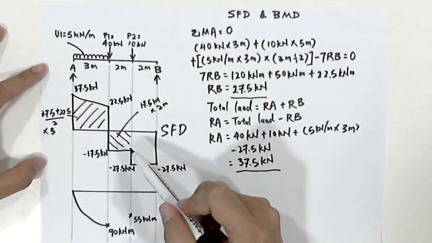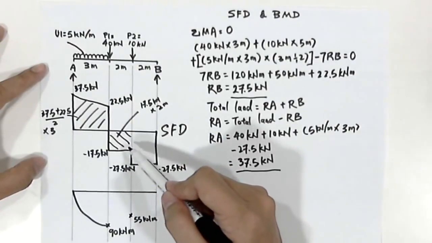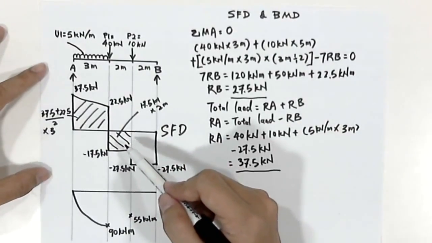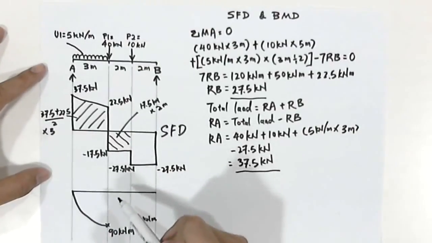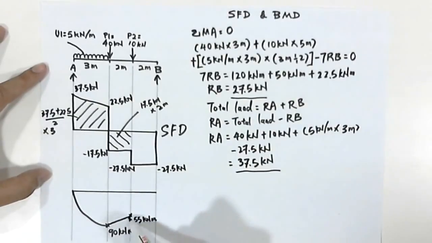And you see that since it is a straight line in the shear force diagram, therefore we'll draw a linear line in our bending moment diagram. So that we draw a linear line.